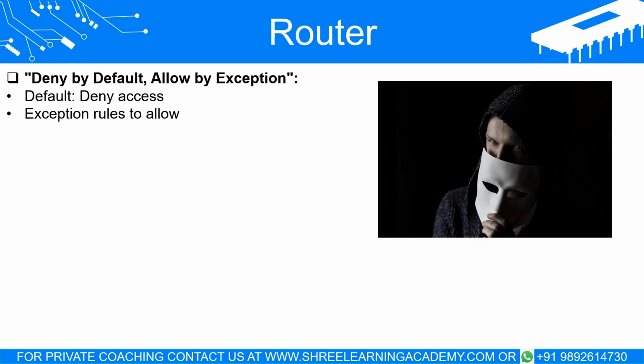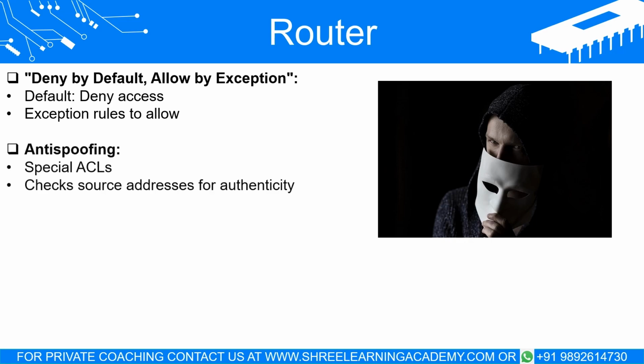Deny by default, allow by exception. ACLs generally follow a principle called deny by default, allow by exception. This means that the default action is to deny access unless a rule specifically allows it. Think of this as a strict security guard who doesn't let anyone in unless they're on the guest list. Example. If your router denies all incoming requests by default, then you must specifically allow your friend's device to connect to your Wi-Fi by adding its MAC address to an allow list.